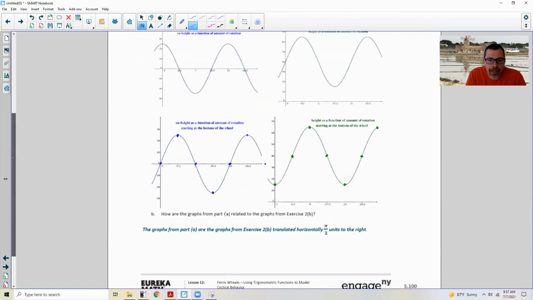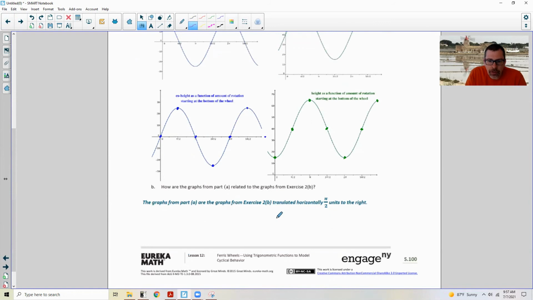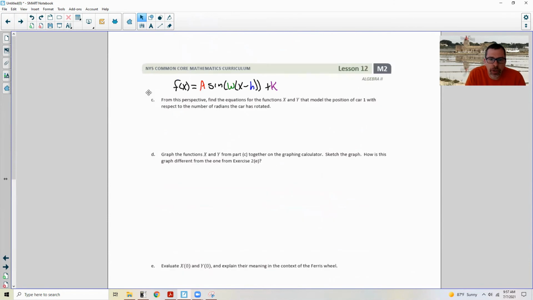So if I go back, what happened? Translated horizontally pi over 2. Well, that shouldn't be purple. That should be blue. Okay. So that's a horizontal or a phase shift of pi over 2 to the right, which means it's going to be x minus pi over 2 in my equation. So I'm going to take this equation, and right here, I'm going to have a pi over 2.